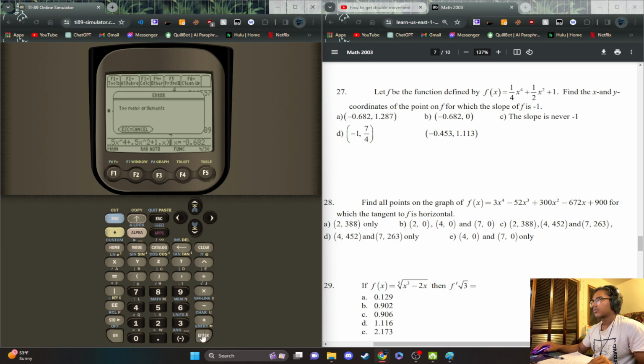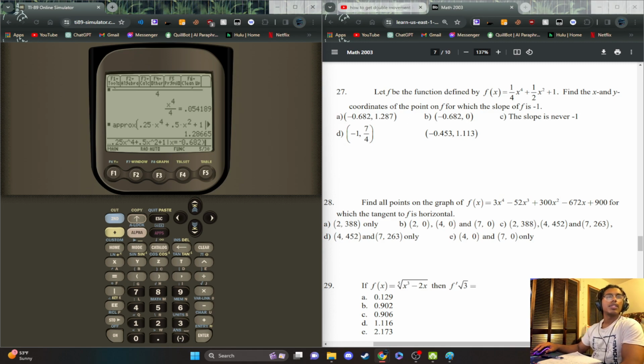With x equal to -0.682, you get that value. So it's approximate. Then you plug in that value again, and you put it in this line right here, and you would get the answer of 27, being A. So again, let me show you guys.